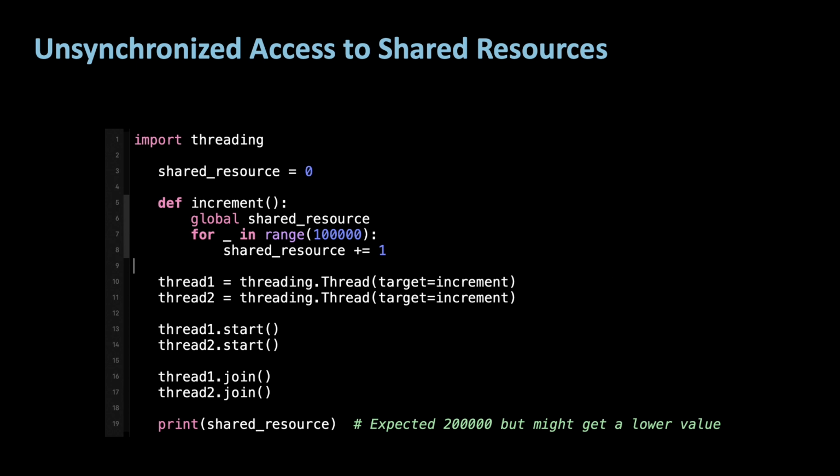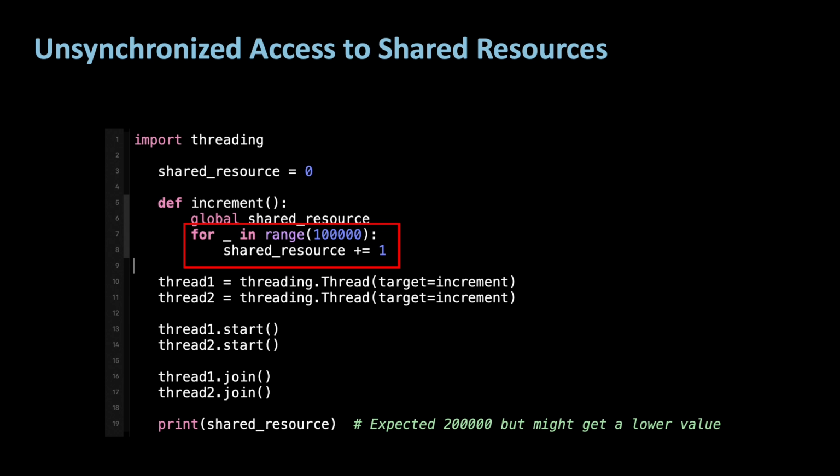So what's happening here? Two threads, thread 1 and 2, are trying to increment a shared variable, shared resource, 100,000 times each. The race condition occurs because both threads access and modify shared resource without any synchronization. Therefore, their operations can interleave, leading to lost updates. As a result, the final value of shared resource might be less than the expected 200,000. Why does it occur? The increment operation, shared resource plus equals 1, is not atomic, meaning it can be interrupted between reading and writing the variable.